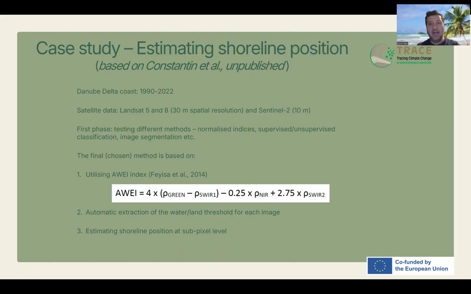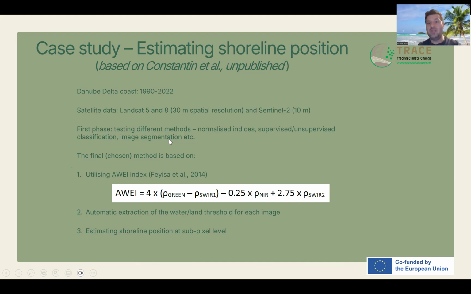And now I will show you a case study on estimating shoreline position on the Danube Delta coast. It is an unpublished work done by my colleague Sorin Constantin, myself, and other colleagues, and we employed this method on the Danube Delta coast between 1990 and 2022. We used both Landsat satellites from 5 to 8 at 30 meters spatial resolution, and also Sentinel-2 satellites at 10 meters spatial resolution.